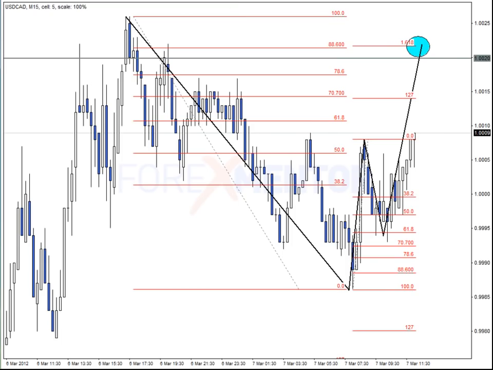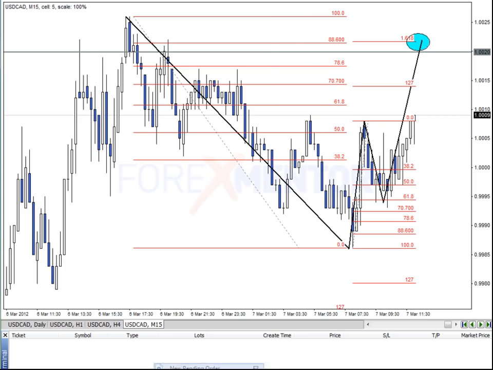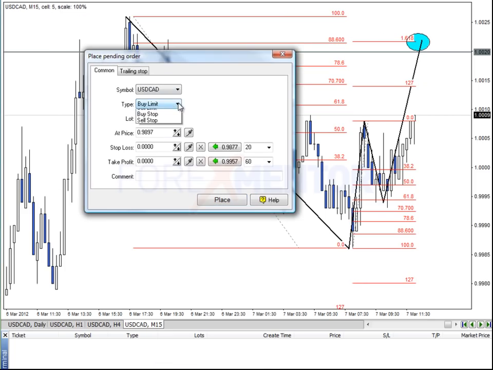Okay, so what I want to do now is place an order to sell, and let's just go to our platform. So there's the platform right there. If we go to orders, new pending order, and I want to set a sell order at 21, we said. Okay, so 1.0021, and I want to put a stop just above this high. So I want it to be 25.